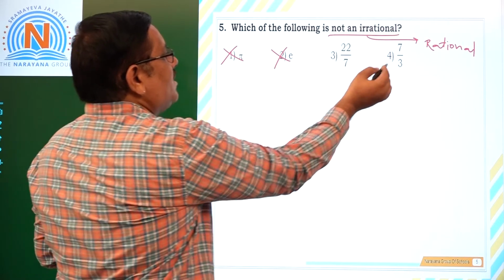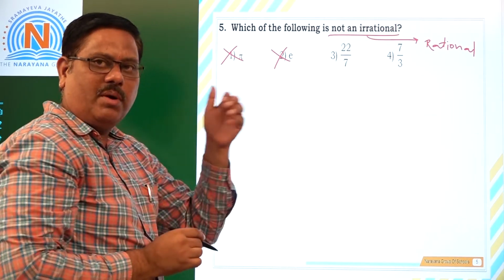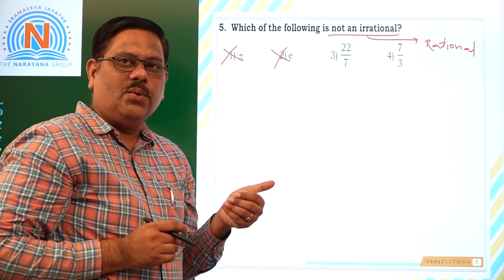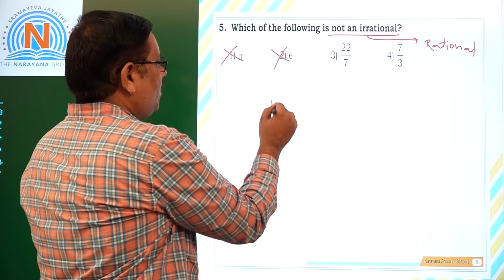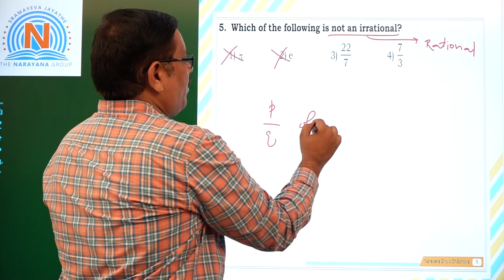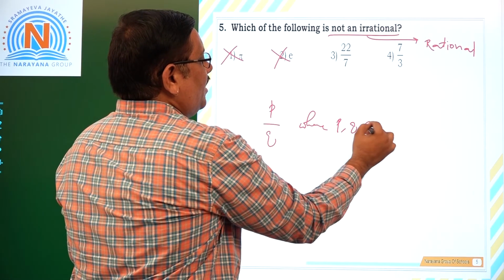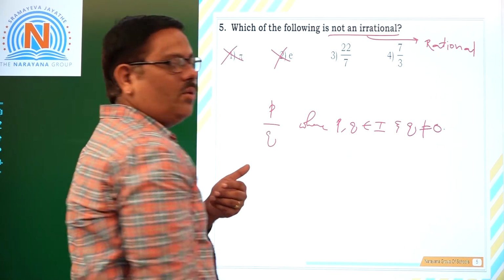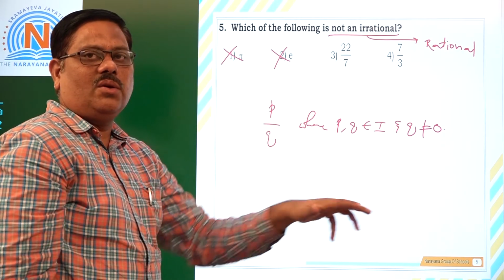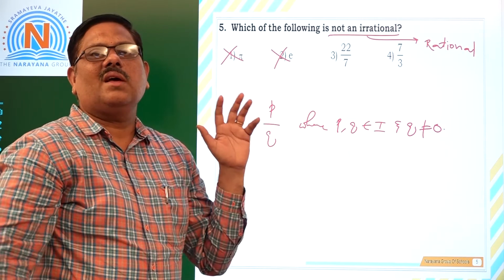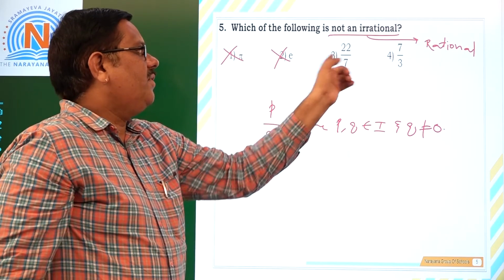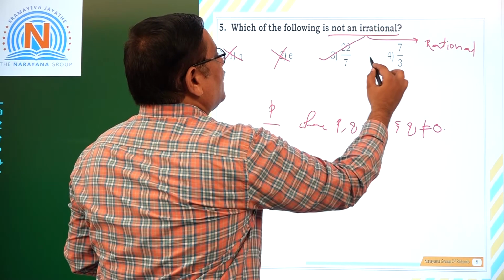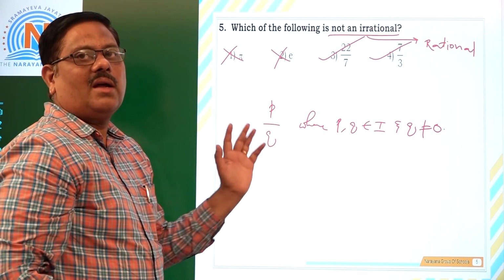But 22/7 and 7/3 both are in the form of p by q. If you can express any number in the form of p by q, where p, q are integers and q not 0, such a number is called a rational number. Both are qualified to be rational numbers. So here, he is asking which are rational. So the third and fourth options are both right options for this question.